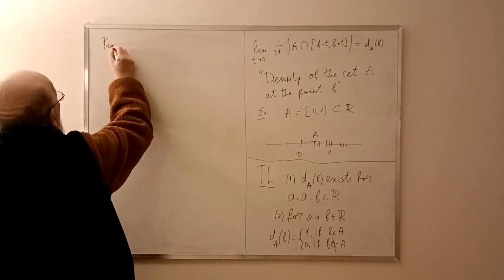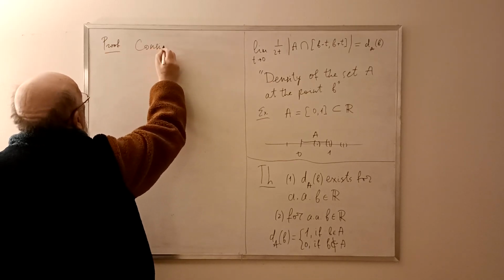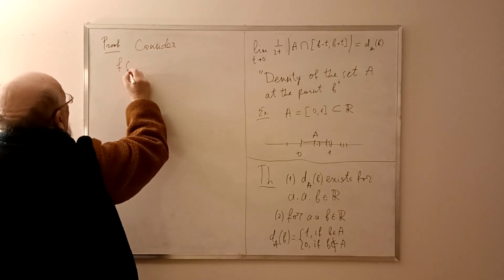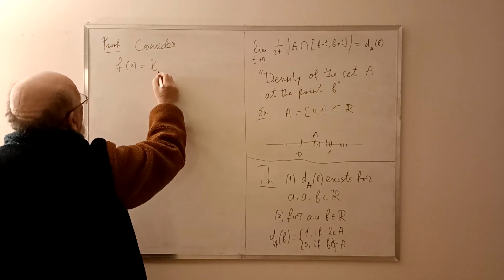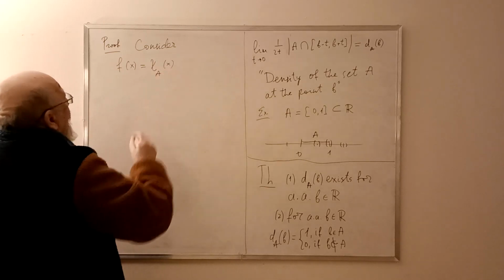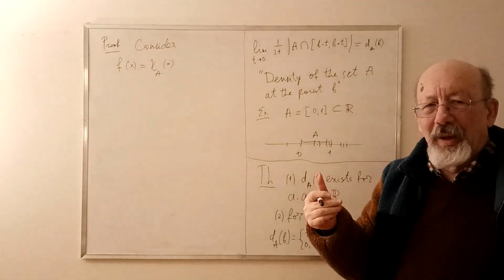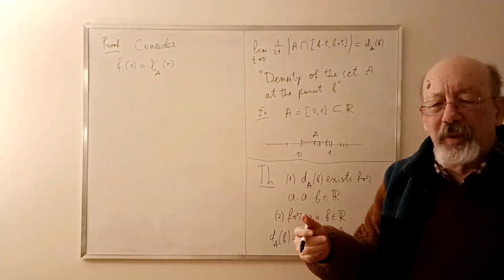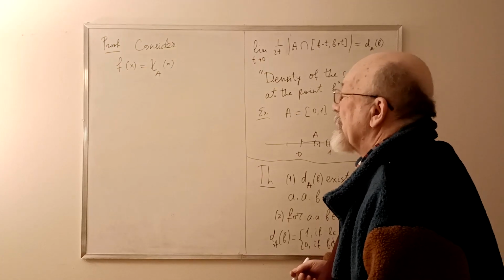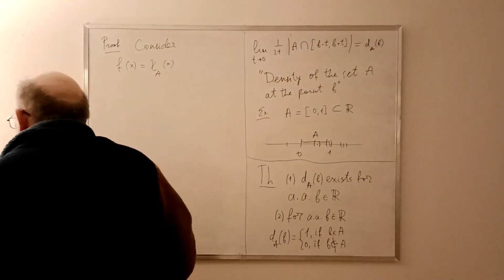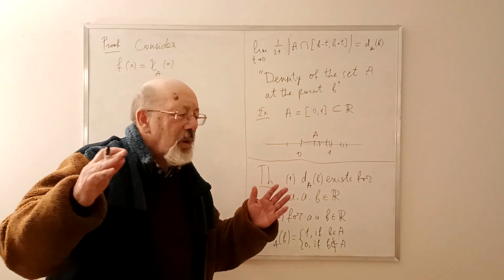Proof. Consider f(x) equals the characteristic function of the set A, which is 1 at the points of A and 0 if the point is outside of A. This is the function f of x. We consider this function on a finite piece.